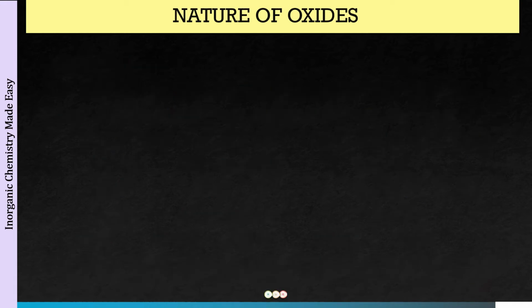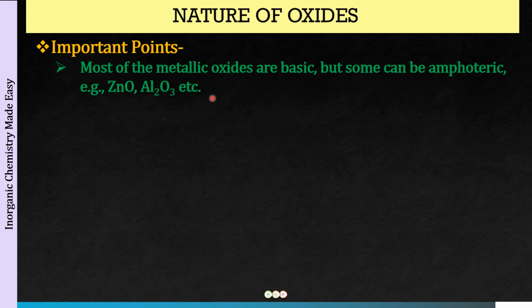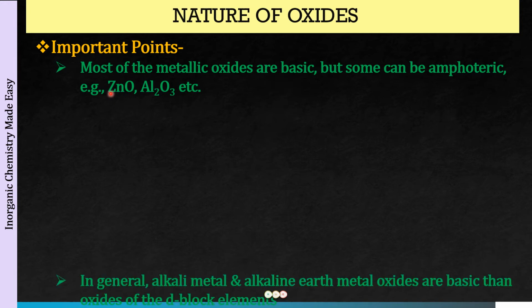Now there are some important points which I would like to share with all of you. Most of the metallic oxides, first of all, are basic. Why are they basic? Because we know that the metals are electropositive elements. Their electronegativity values are going to be low. For example, we took sodium, right? So when we have the metallic oxides, most of them will be basic, but some can be amphoteric. For example, we have ZnO and Al2O3 as amphoteric oxides.